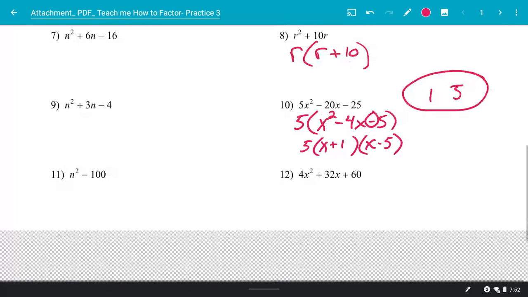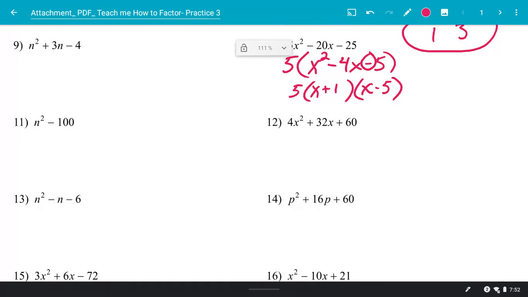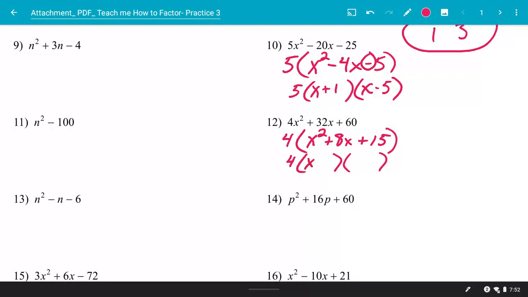Number 12. Again, look for a GCF first. I can pull out a 4. Left with x squared plus 8x plus 15. Bring down the 4, splitting signs. X in each. Signs are the same, both positive. Plus and a plus. 1 and 15, 3 and 5. Which of those come together to give me an 8? A 3 and a 5. Hey, we're rocking and rolling here.